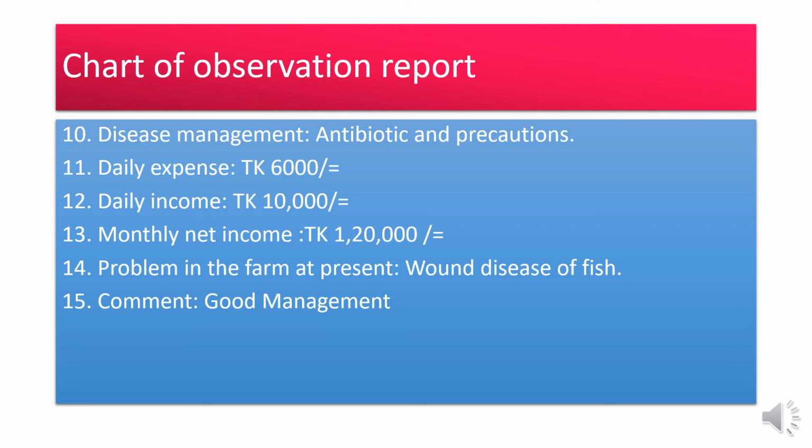Chart of observation report. Disease management, antibiotic and precautions. Then daily expense, for example taka 6000. Then daily income, for example, taka 10,000. Then monthly net income, for example, taka 1,20,000. Then problem in the farm at present.